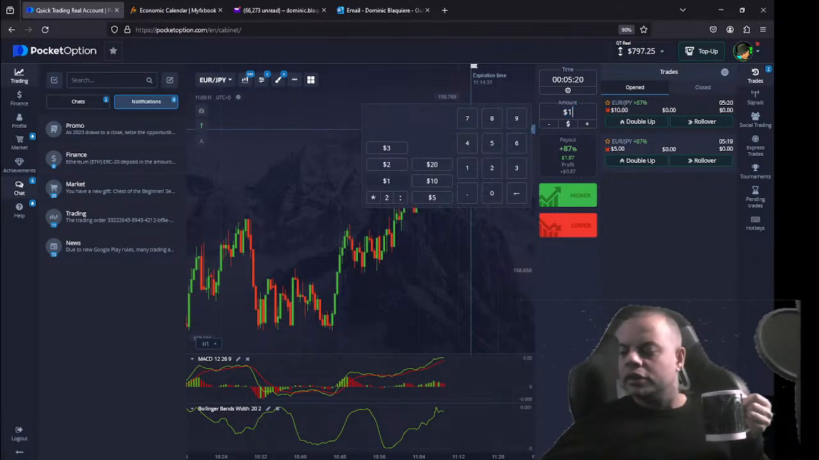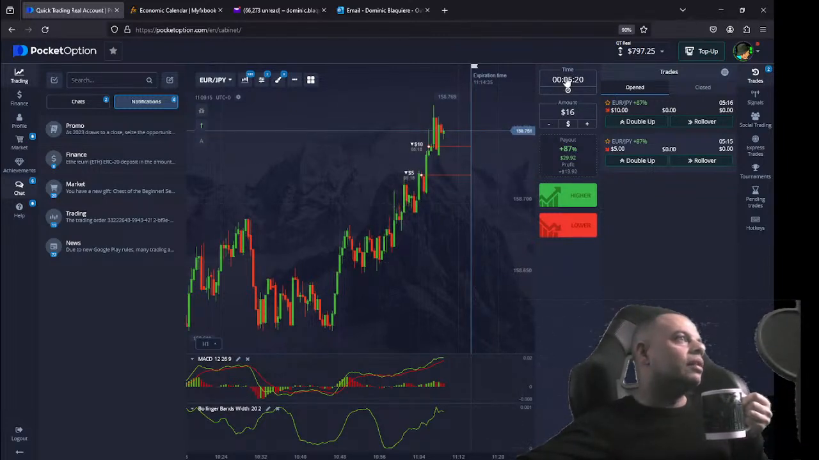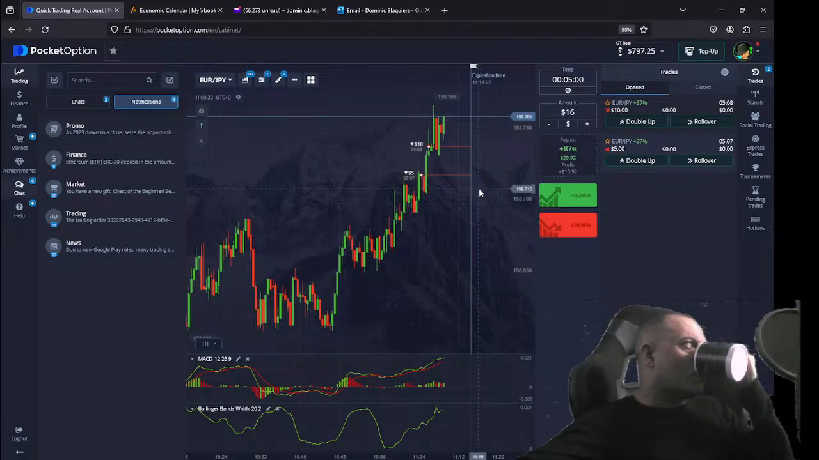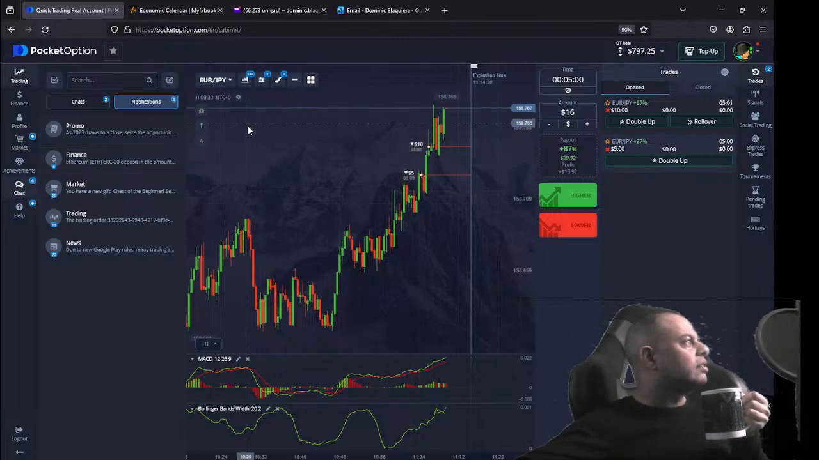We want 16 on this. There's a reason I'm doing this. Now, it may well be that I don't actually get this trade in, but we're going to try. Yeah, see, that's flying up now, so there's nothing showing me that it's going to come down right now.